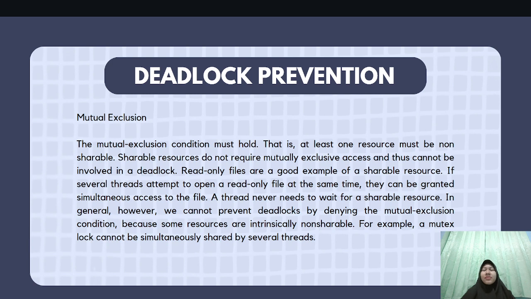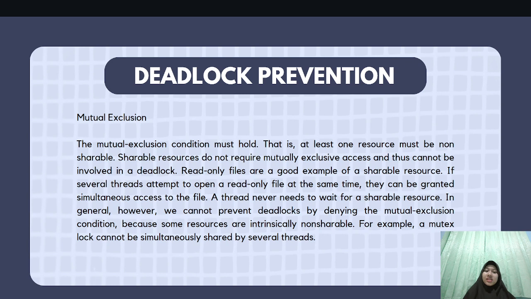Okay, for the first one, we can continue with deadlock prevention. There is mutual exclusion. The mutual exclusion condition must hold. That is, at least one resource must be non-shareable. Shareable resources do not require mutually exclusive access, and thus cannot be involved in a deadlock. Read-only files are a good example of a shareable resource.